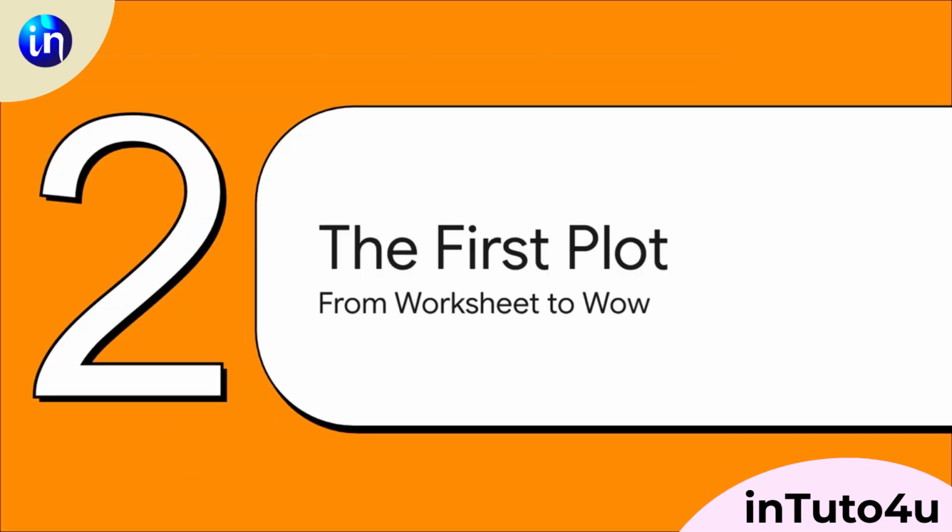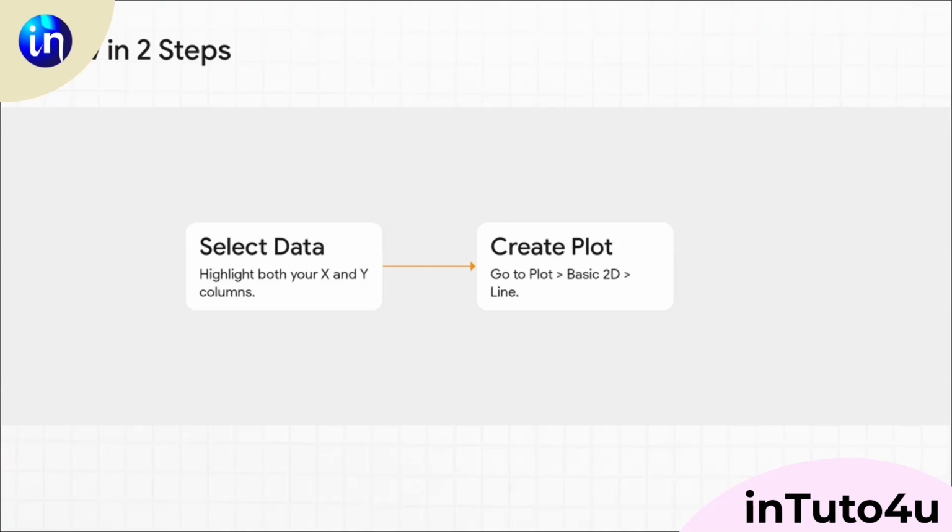Okay, with our data all prepped and ready to go, it is time for that first big payoff. Let's get from that boring worksheet to that initial wow moment and really bring our numbers to life. You're not going to believe how simple creating the actual plot is. First, just highlight both columns of your data. Then, you're going to go up to the plot menu, find Basic 2D, and click on Line. And bam! Just like that, you've got your first plot right there on the screen.